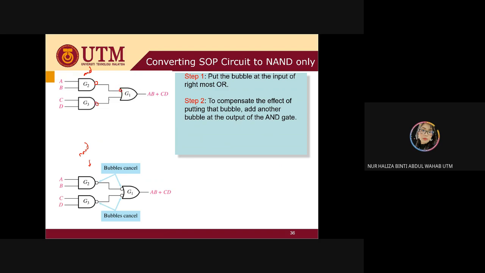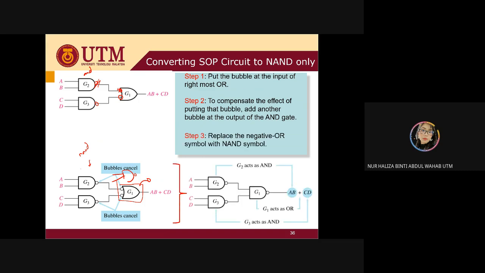Why do you put a bubble here and here? Because basically nothing happens, because they cancel each other. But you put it because you want it to be NAND gate later on. So you put here to be NAND gate, you put here to be NAND gate, and when you have this, you can change it to be NAND gate. So that's why you will get it like this.